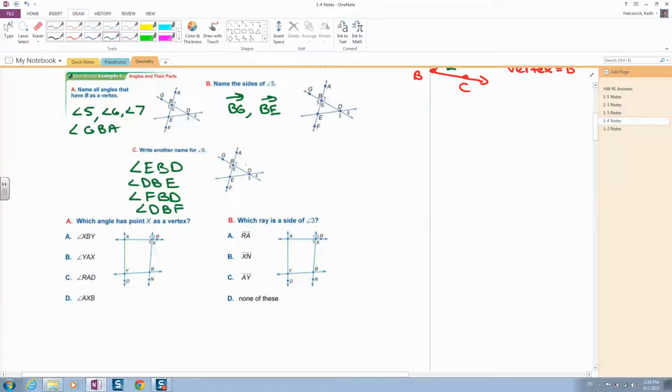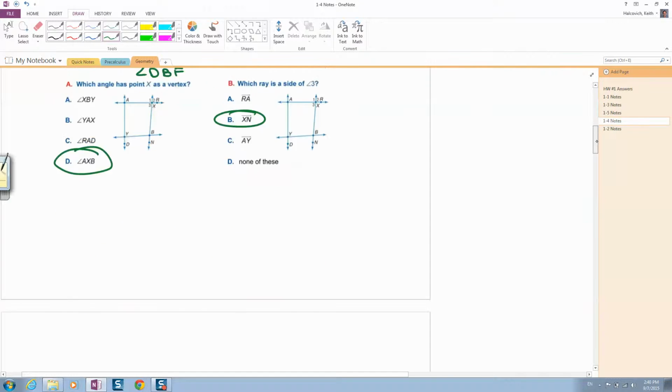Which angle has X as a vertex? And that would be angle AXB here, AXB. That is the one that has X as the vertex. Which ray is a side of angle 3? And that ray would be AY is over here, so that is not a side of angle 3. XN is this way, that is a side of angle 3. RA goes this way, but R is not on angle 3. So therefore it's not a side of angle 3.